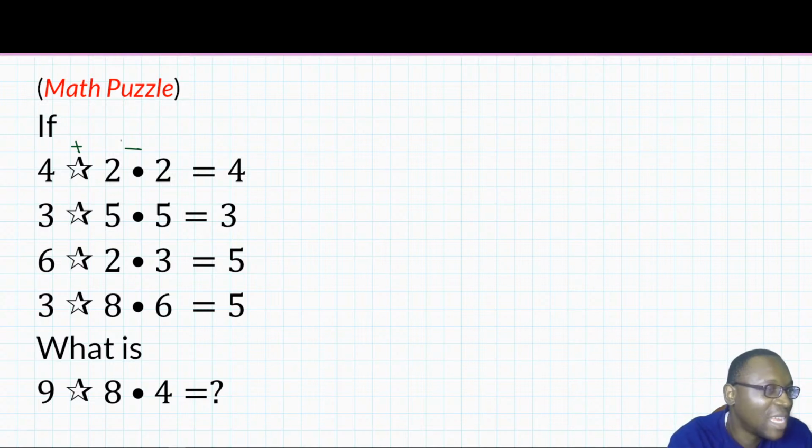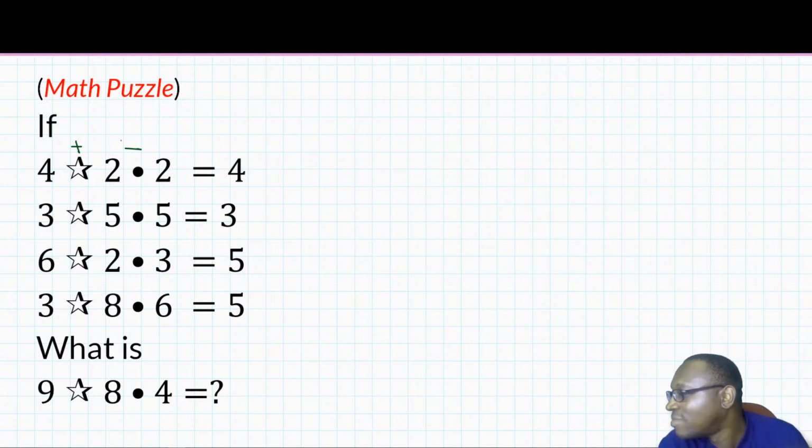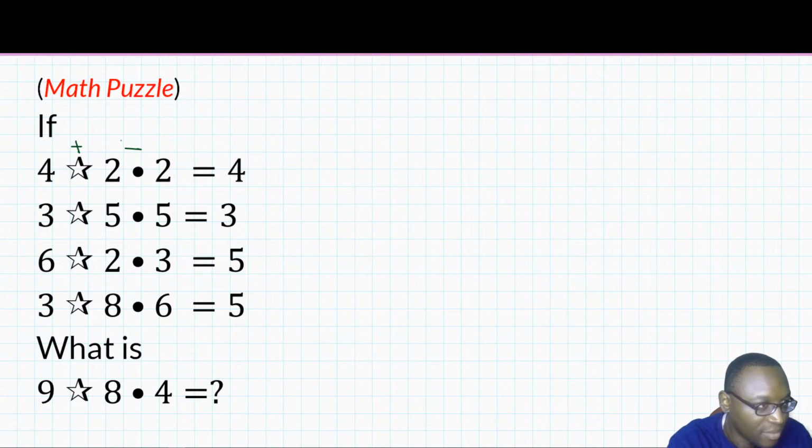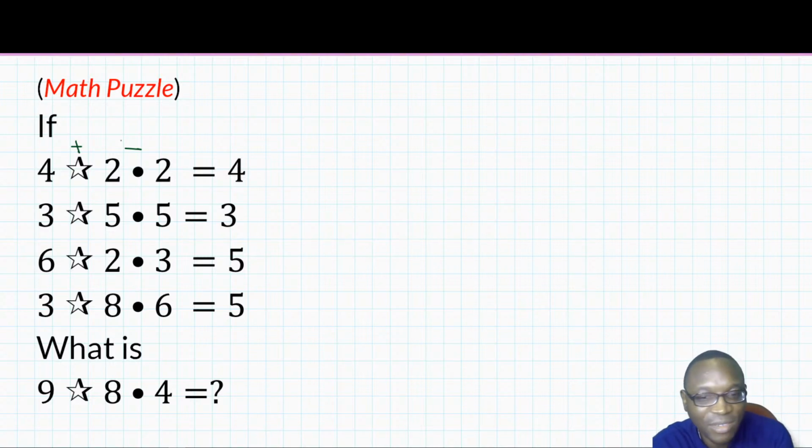So the star represents addition and the circle represents subtraction. That should give you a hint, that should probably guide you to your answer. If you can address that, that will give you your answer.